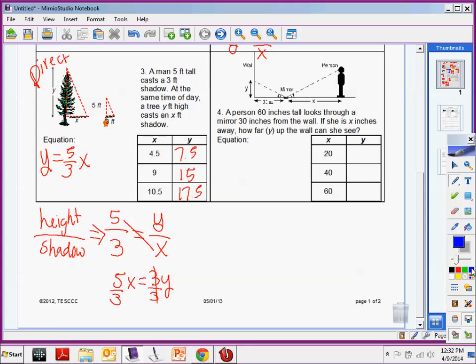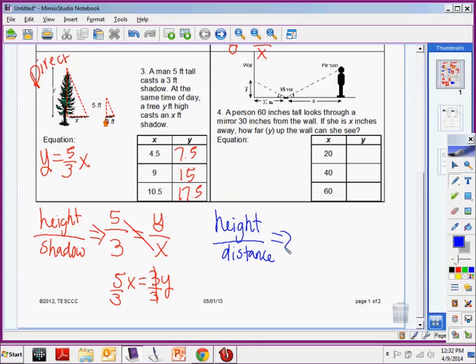So here we go. First off, we're going to set up something very similar to this because it's a proportion. The reason why you know it's a proportion is because you have similar triangles. Did I not have similar triangles over here? Yes, you do. And what did we do to solve this? We set up a proportion. So it's the same thing. In this case, it's the height of the person over the distance from the mirror. I didn't want to write distance from mirror because that's a lot, so it'd be 60 over 30.